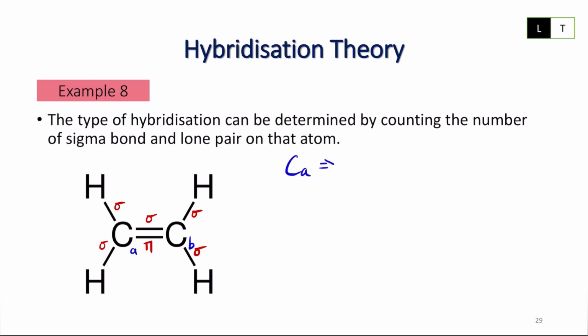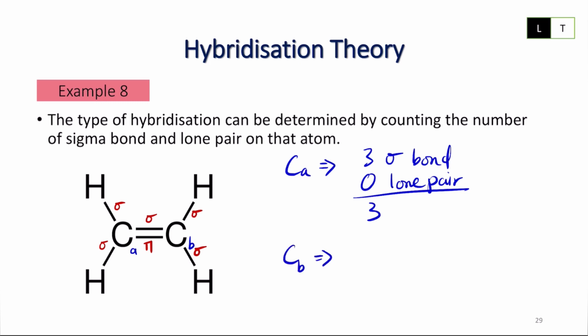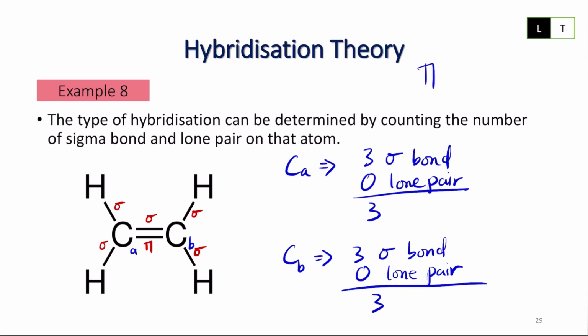For carbon A, saya ada 3 sigma bond. And saya ada 0 lone pair. So, total dia adalah 3. And then, untuk carbon B, saya ada 3 sigma bond juga. Dan saya ada 0 lone pair. Saya hanya kira sigma bond dengan lone pair sahaja. Saya tak kira untuk pi bond. Okay, remember, pi bond not included.